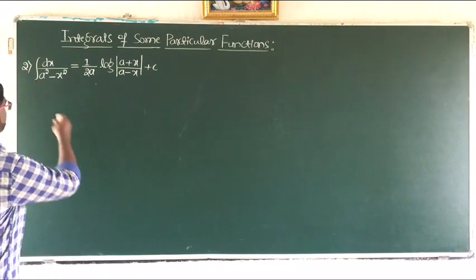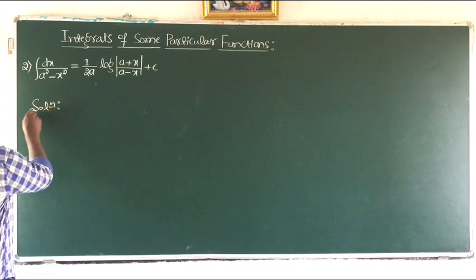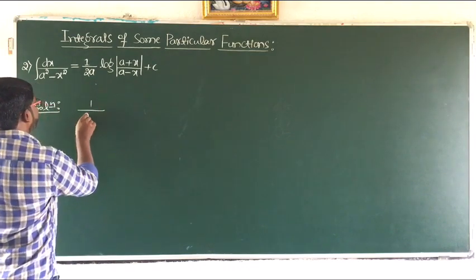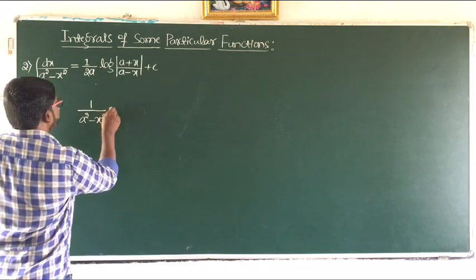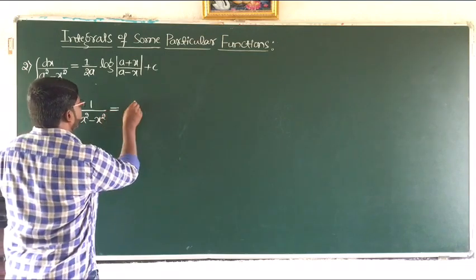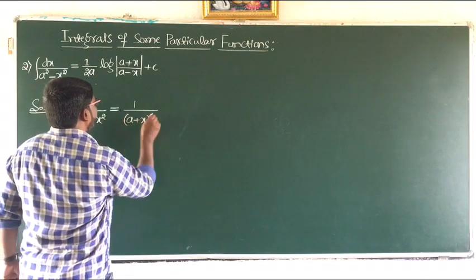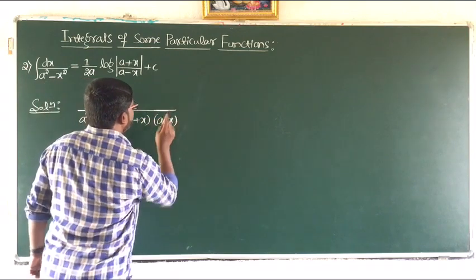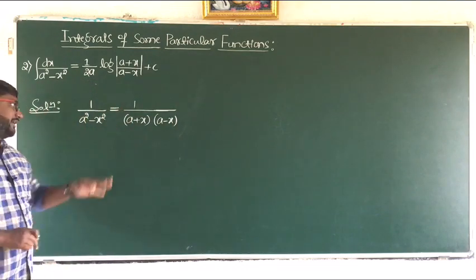Here I will take up 1 by a square minus x square. Again it is in the form of a square minus b square. This can be written as a plus b, that is a plus x into a minus x. In the next step we have to multiply and divide by 2a.